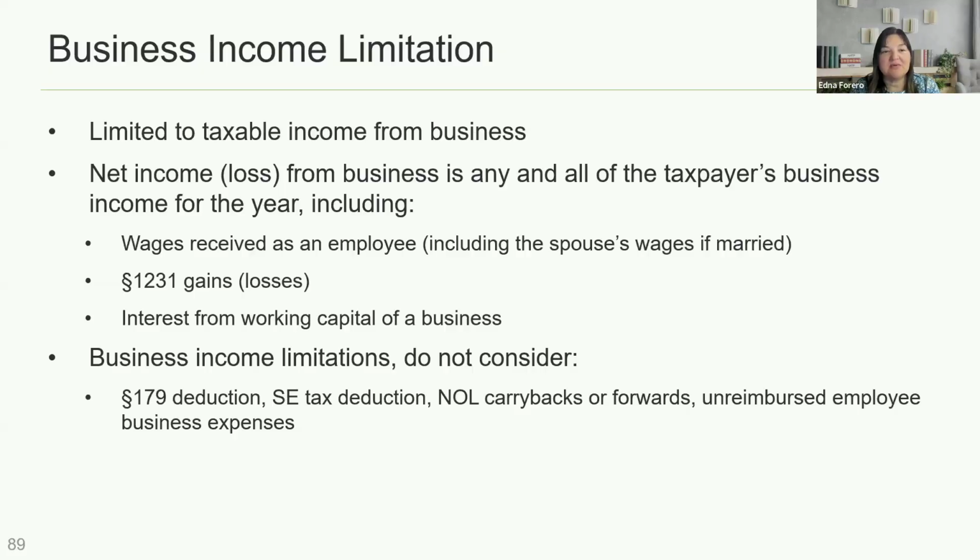The net income or loss from a business is any and all of the business's income for the year. So that includes wages received as an employee, including spouse's wages if married, Section 1231 gains or losses, and interest from working capital of the business. And then the limitations do not consider Section 179, self-employment tax deduction, net operating loss carryovers or carrybacks and forwards, or unreimbursed employee business expenses, which are not allowed at this point in time.